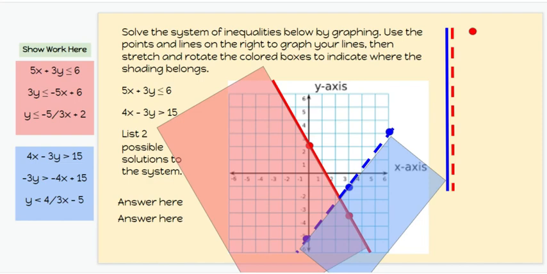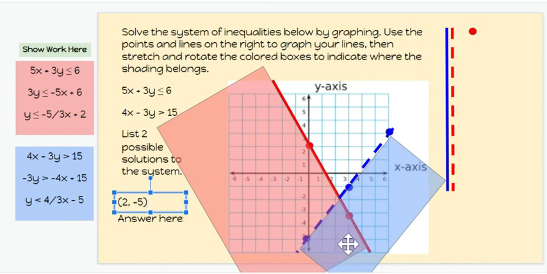It says to list two possible solutions to the system and put our answers here. So I'm going to find one point directly in this purple area. Let's go with this one right here. That's 2, -5. I'll delete this and put 2, -5.